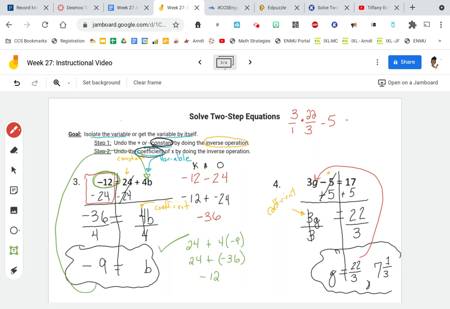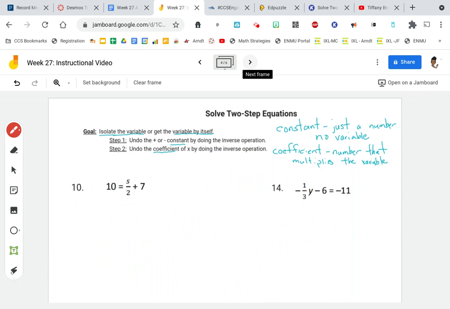What does that equal? Well, here I'm going to simplify before I multiply. Those are going to cancel out, leaving me with just 22. So I have 22 minus 5, and 22 minus 5 is equal to 17. That's exactly what it's supposed to be. So my answer is correct. Check.